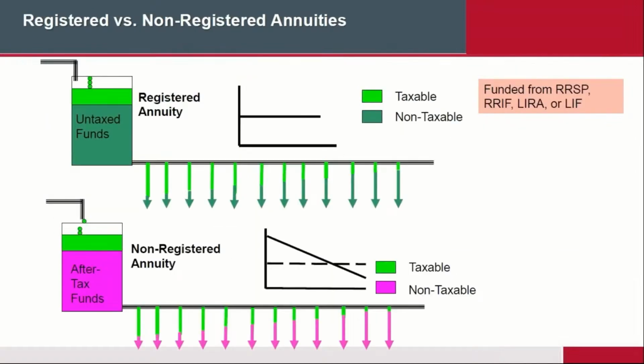Okay. And once again, with annuities, you can buy registered and non-registered annuities. Okay. As I said before, if the annuity is a registered annuity, the money that's growing, the pot that's growing, will not be taxed until the money comes out. Okay, until the money comes out. So therefore, the green part, like I say, is a taxable amount. The dark green part is a non-taxable amount.